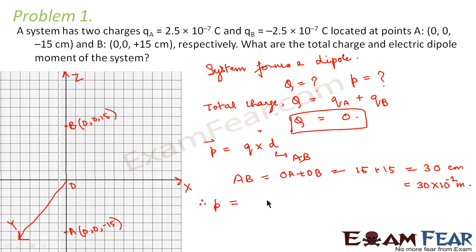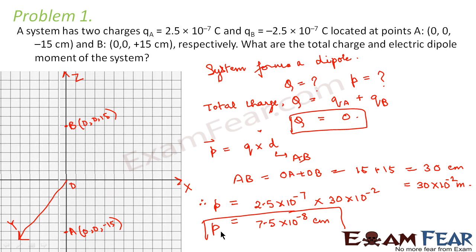Therefore, the dipole moment is equal to Q, which is 2.5 into 10 to the power minus 7, into the perpendicular distance between them, that is 30 into 10 to the power minus 2. So this value comes out to be 7.5 into 10 to the power minus 8. So this is the value of the dipole moment. So this is 7.5 into 10 to the power minus 8 coulomb meter.